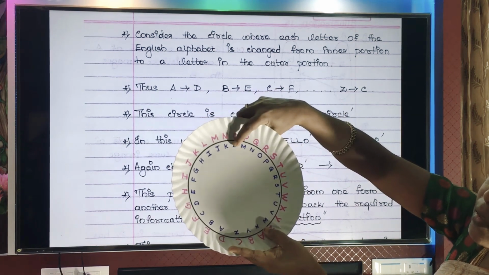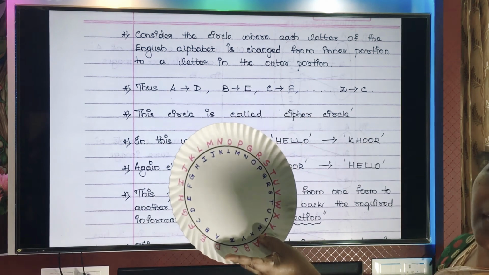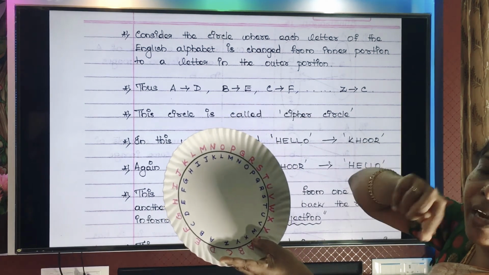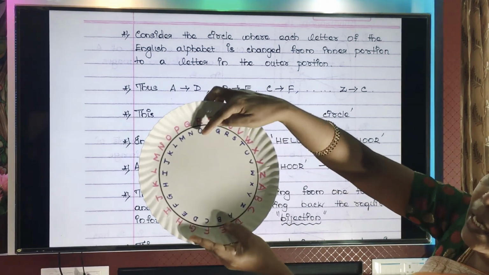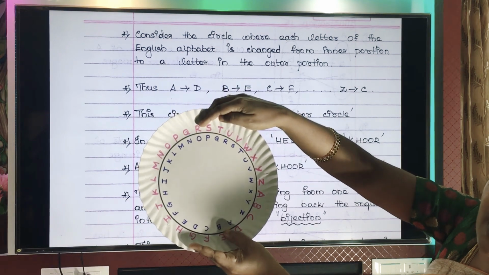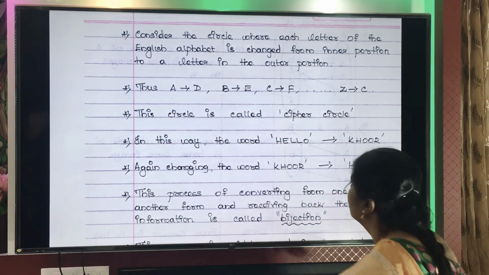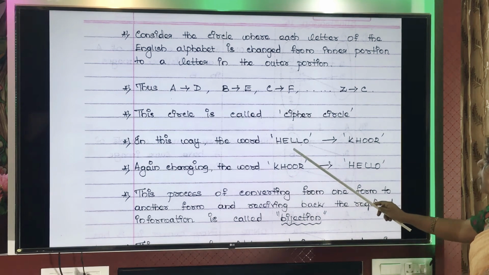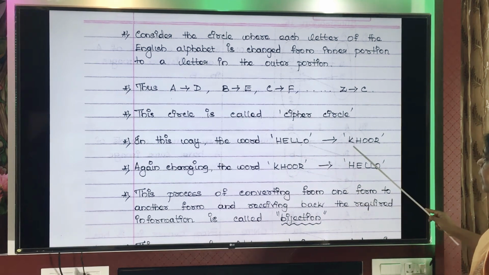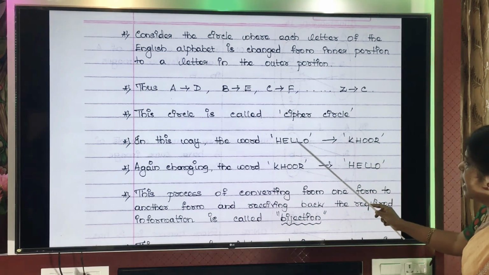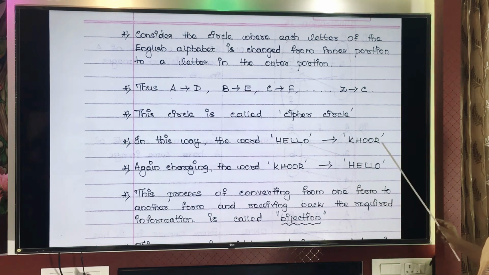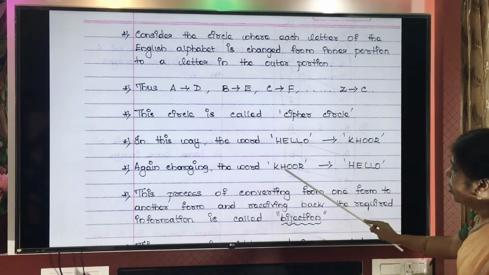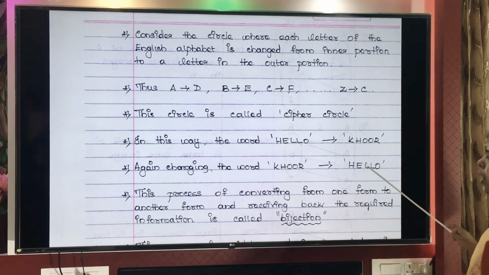One more L. So L to O. H-E-L-L-O. For hello you want O. The inner O corresponds to outer R. So in this way the word hello is H for K, E for H, L for O, O for R. It is cool. Again if you change for cool, if you see, you will get hello.